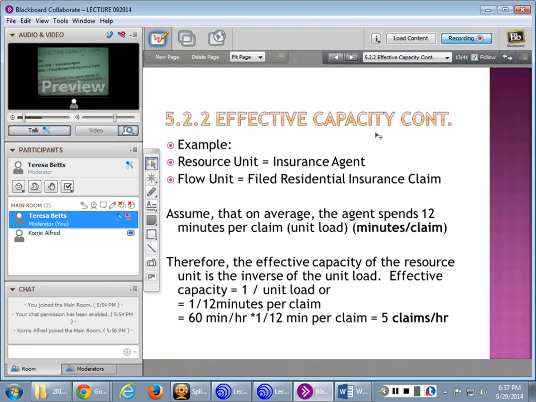Assume that on average the agent spends 12 minutes per claim. 12 minutes per claim is the unit load. That's how long that resource spends on that flow unit. Therefore the effective capacity of the resource unit is the inverse of that, so it's 1 over 12 minutes per claim. If we convert that into claims per hour, we take 60 minutes per hour times 1 over 12 minutes per claim, and that gets us to 5 claims per hour. And that's the capacity, claims per hour.